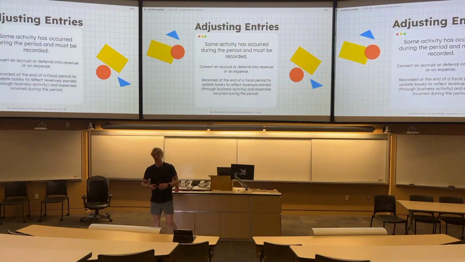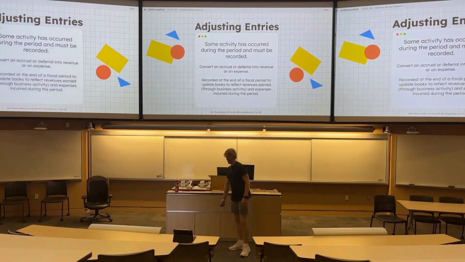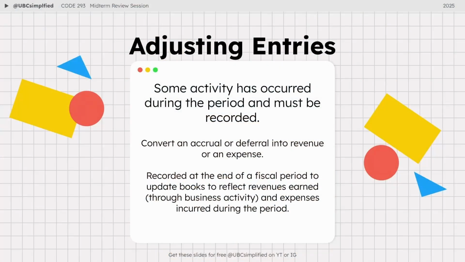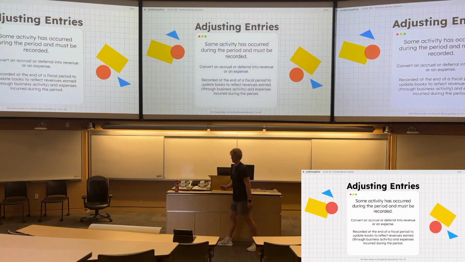And this is basically to convert these accruals or deferrals to revenue or expenses. And it's just recorded to update all of the business transactions that have happened over a period, because otherwise, we'd get cash from people who owe us cash, but we haven't recorded that yet since it's still a receivable. So it's just taking down those receivables and then increasing our cash and revenue when that has occurred.